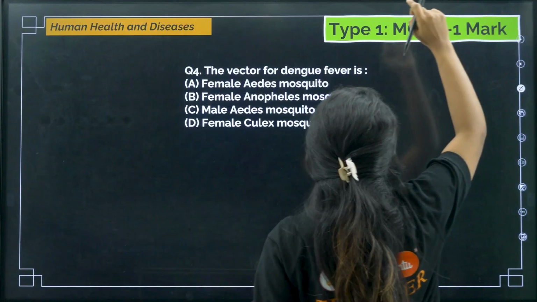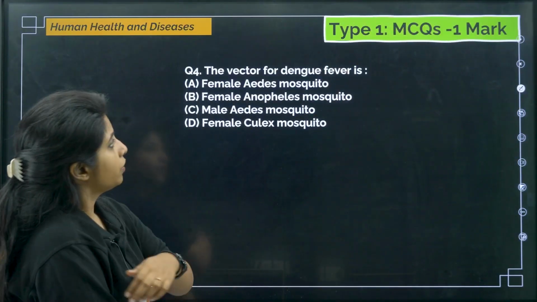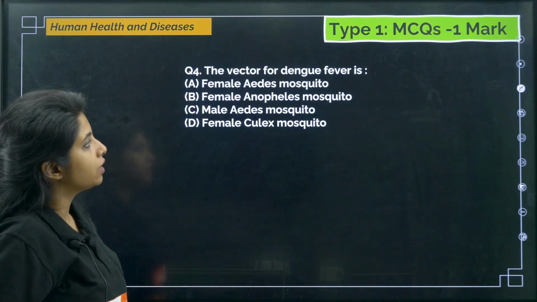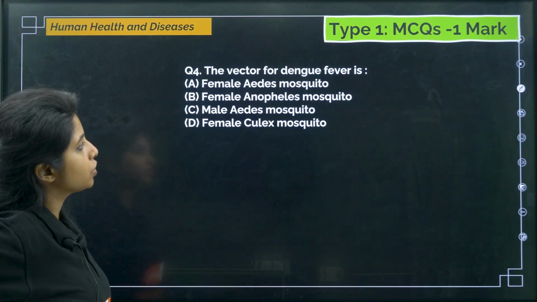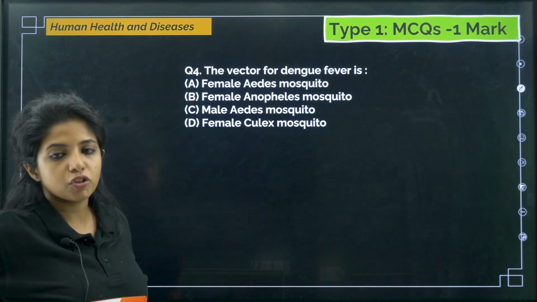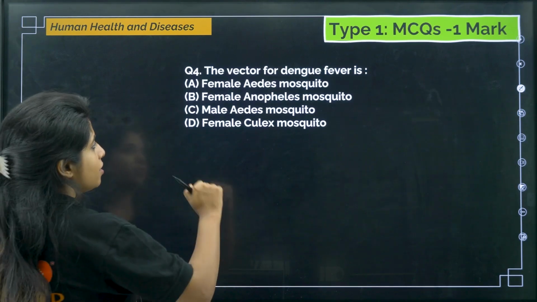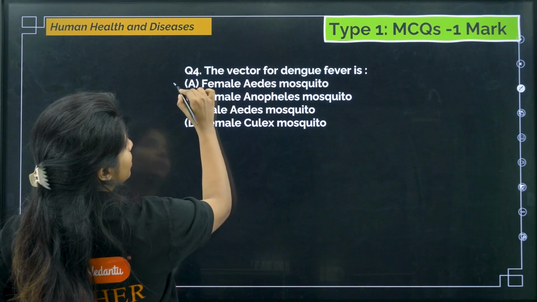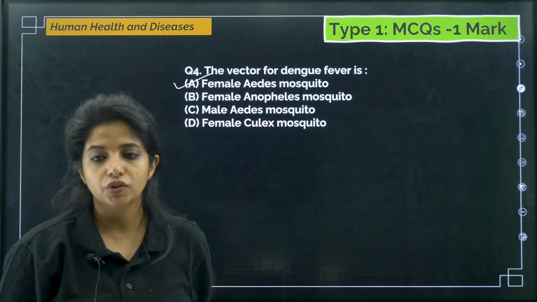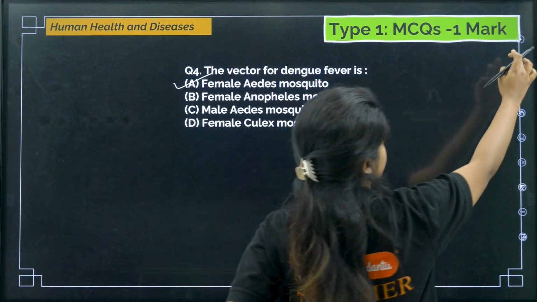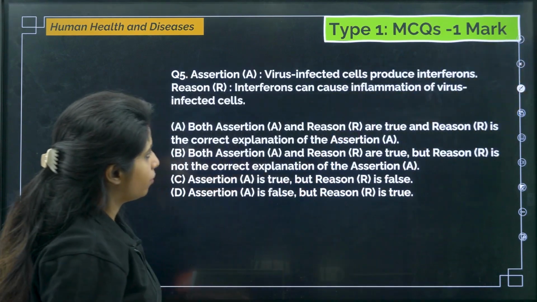Going ahead. Now, the vector for dengue fever is, again this question was asked. Now you tell me: female Aedes mosquito, female Anopheles mosquito, male Aedes mosquito, female Culex mosquito. Tell me guys the answer. So it is basically the female Aedes mosquito that causes dengue. Okay. I feel I am very enthusiastic today. I don't know why.